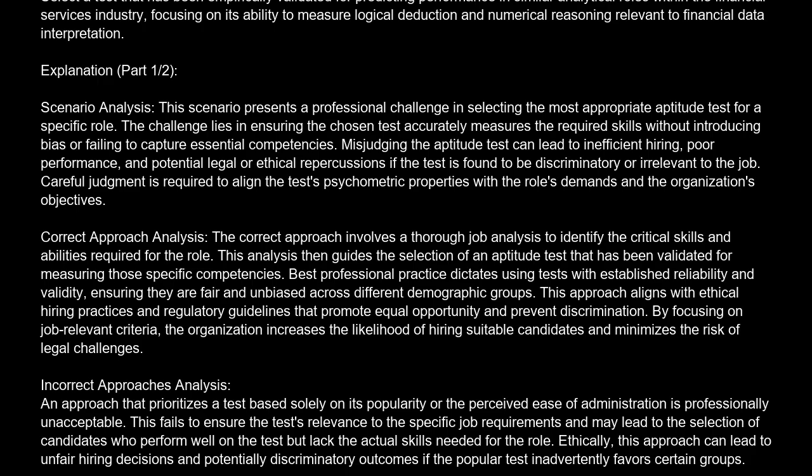Incorrect approaches analysis. An approach that prioritizes a test based solely on its popularity or the perceived ease of administration is professionally unacceptable. This fails to ensure the test's relevance to the specific job requirements and may lead to the selection of candidates who perform well on the test but lack the actual skills needed for the role. Ethically, this approach can lead to unfair hiring decisions and potentially discriminatory outcomes if the popular test inadvertently favors certain groups. Another incorrect approach is to select a test that measures a broad range of general cognitive abilities, without a clear link to the specific demands of the role.